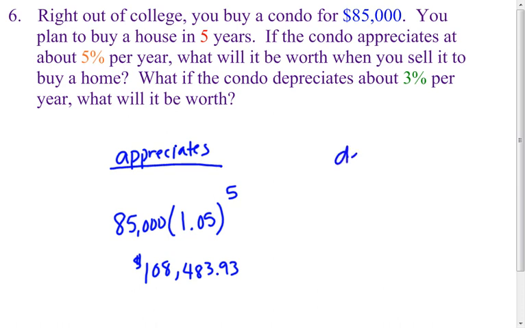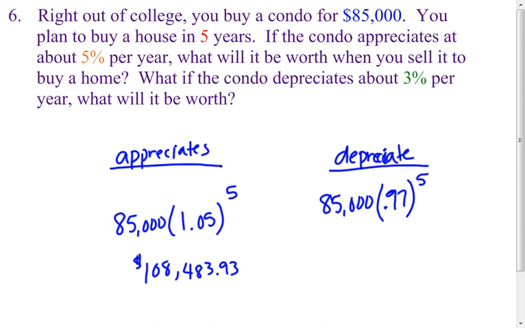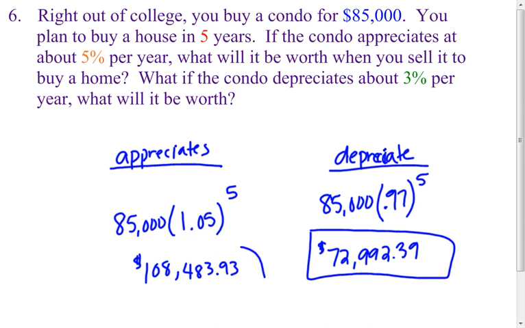If it were to depreciate, or to go down, then you would start at $85,000. It's depreciating 3%, and again, it's not what you lose, it's what you get to retain. So if you're losing 3%, you get to keep 97% of what you had, and then to the fifth power. And when you type that into your calculator, you'll get $72,992.39. So that's how each of those would look.